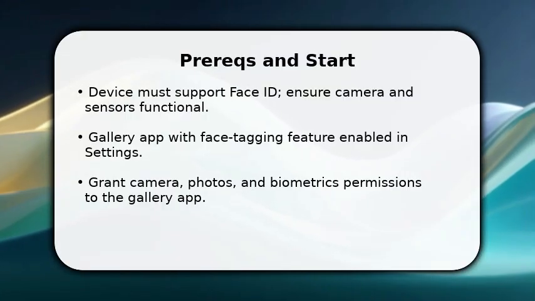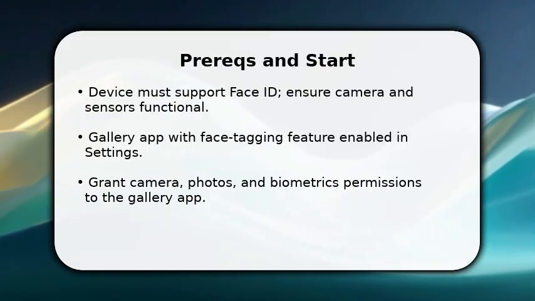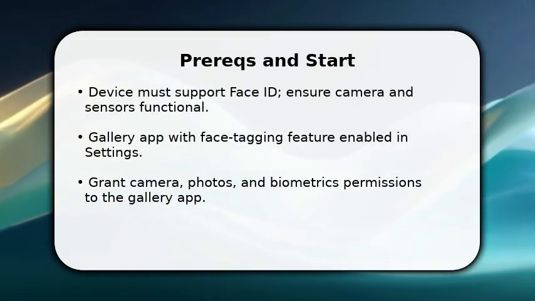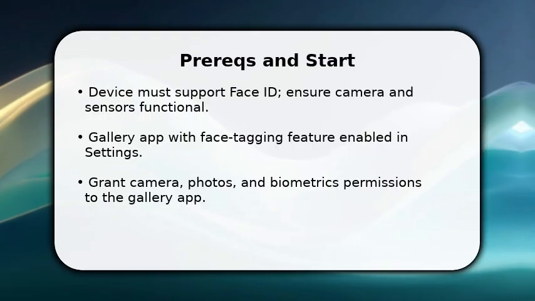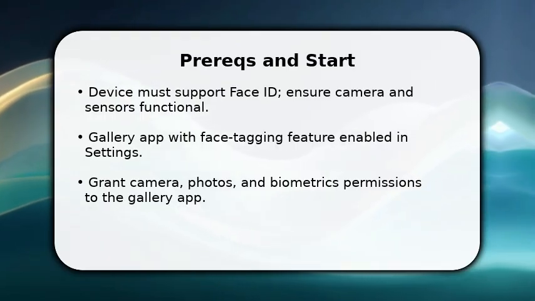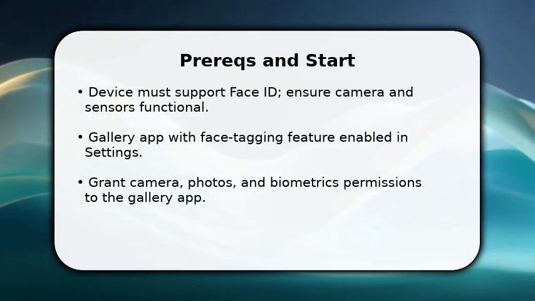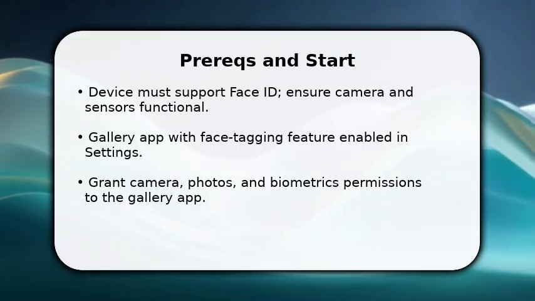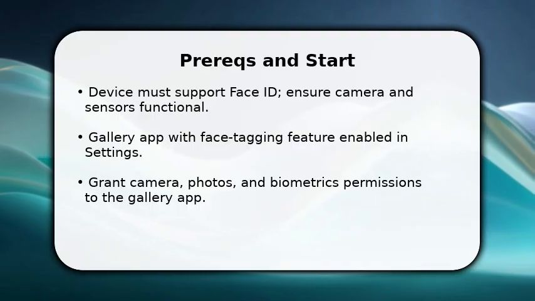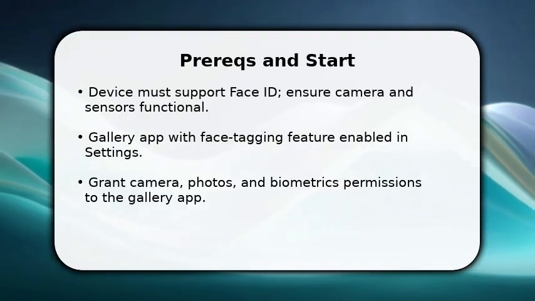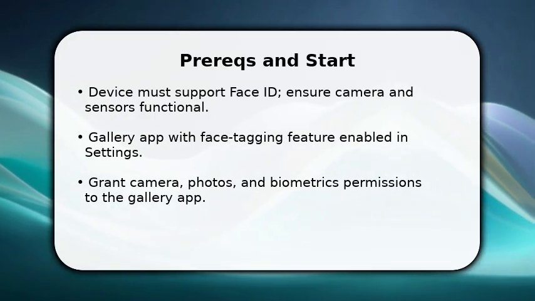You begin by confirming prerequisites. Your device supports Face ID, and the Gallery app has camera and biometrics permissions. Once done, open the gallery and pick a clear frontal photo of the person you want to register. Make sure the face fills the frame and lighting is neutral. This helps the algorithm map consistent facial landmarks.